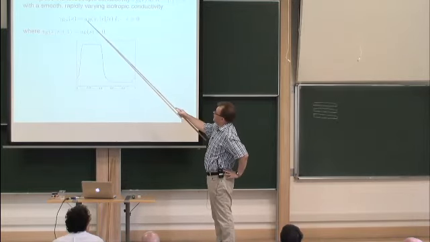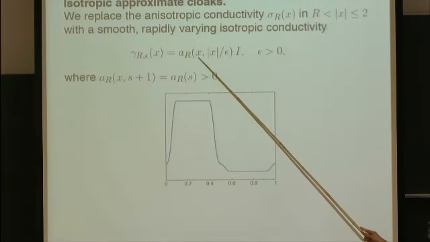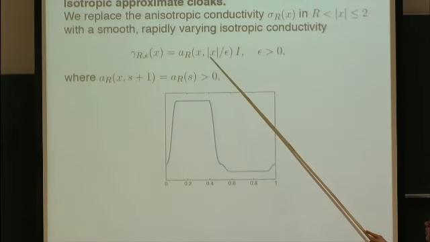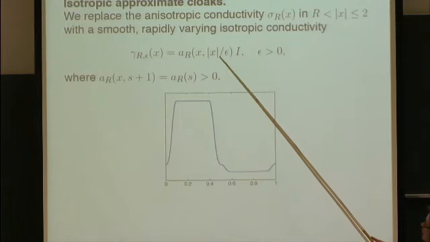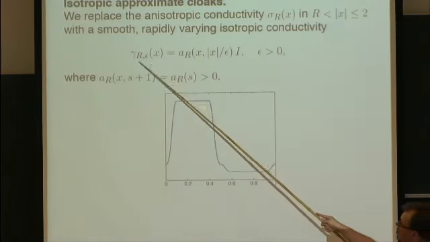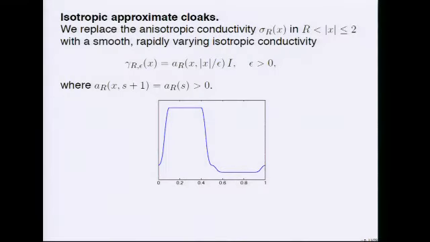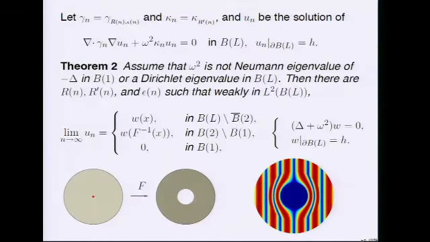I use this type of scalar function, so a real function times the identity matrix. It varies slowly in this variable, and in this variable it is periodic. Here it has period 1, so this conductivity has period epsilon. So we have spherical layers of thickness epsilon that are isotropic. This type of cloak approximates a perfect cloak well.